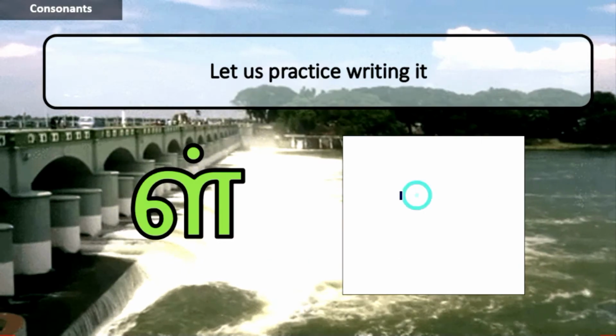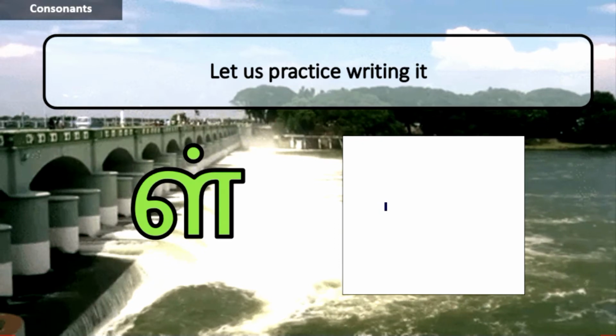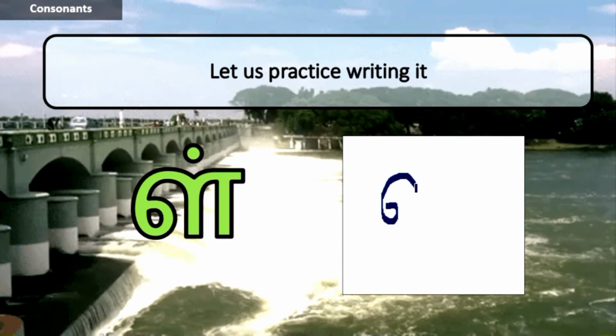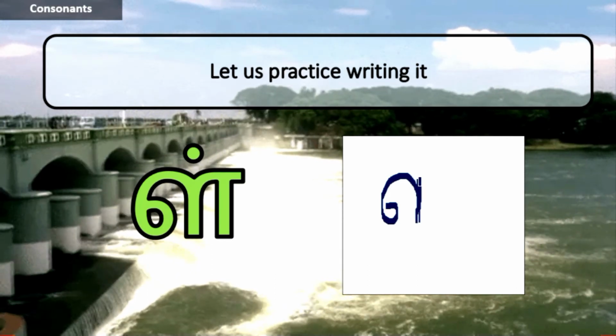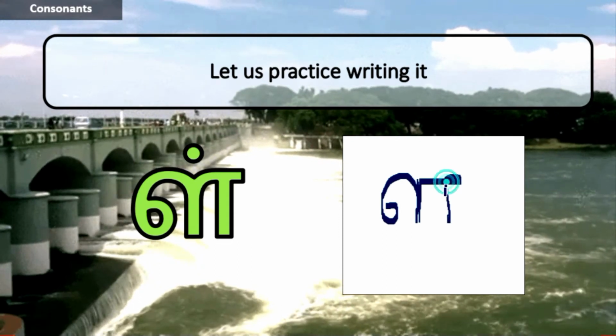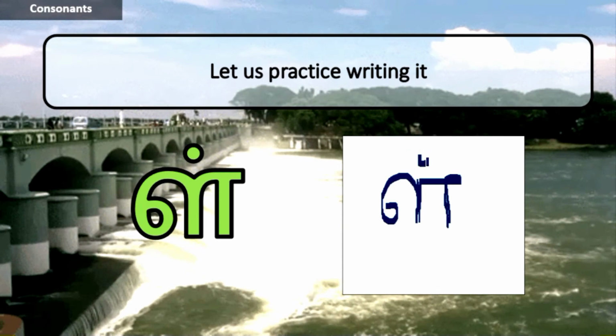Now let us practice writing il. We start with a small circle. It is as if we are having a otrai. Then move horizontally and then vertically. Put a dot. That gives us il.